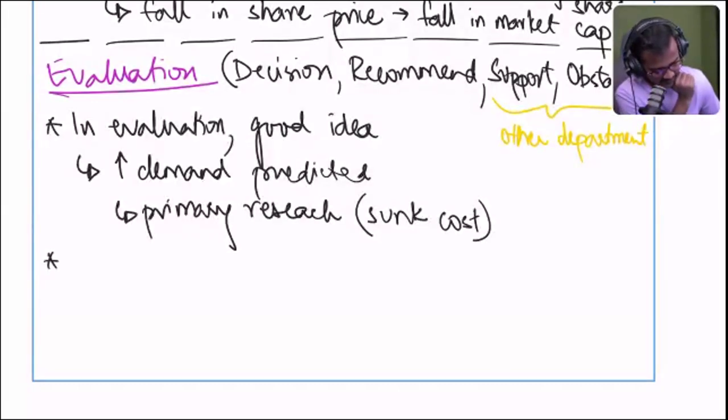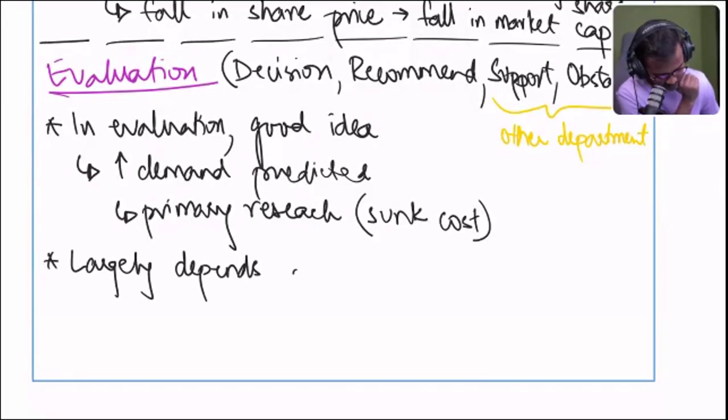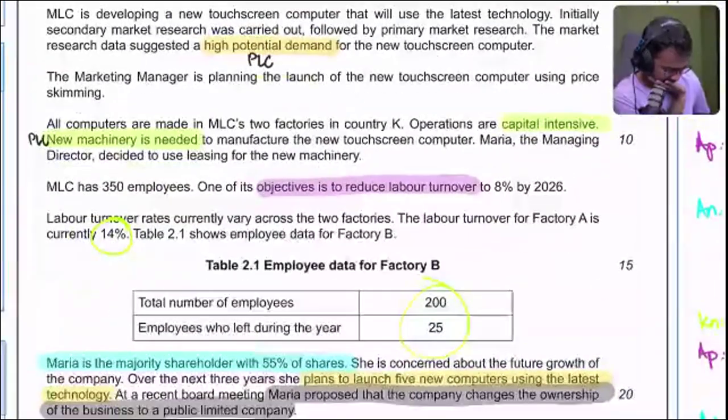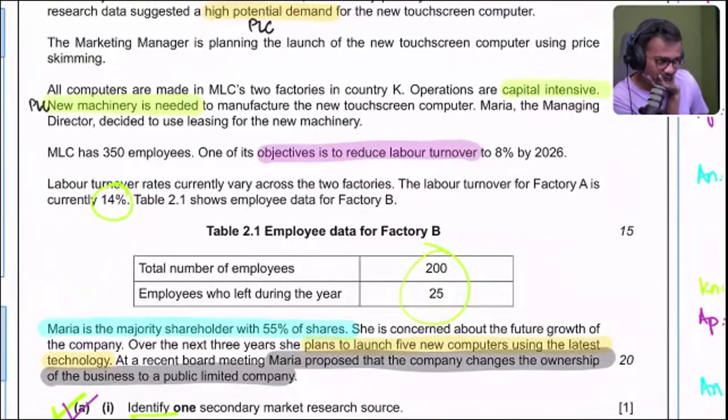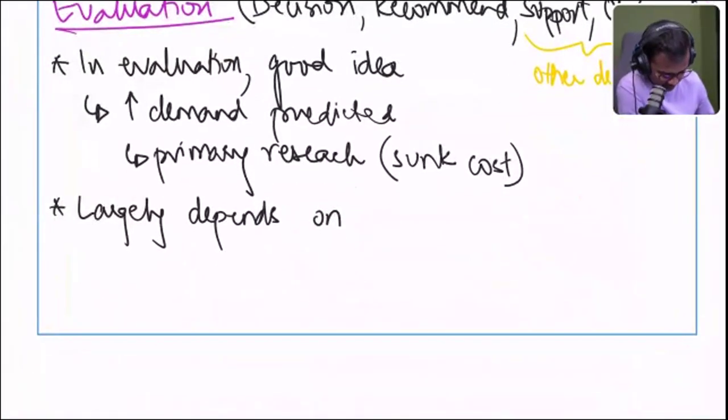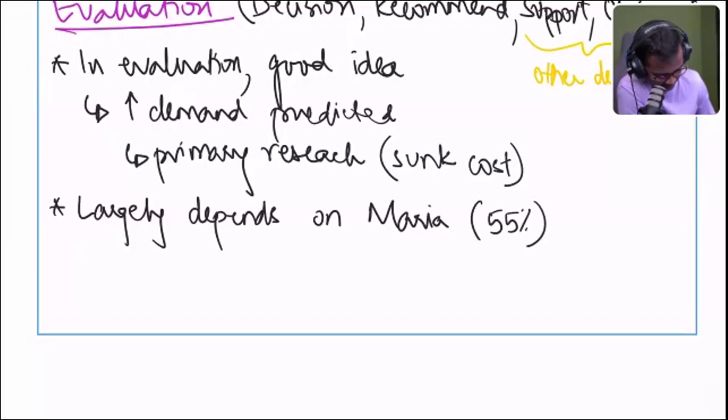Again, I think largely, that's the word I want to use, largely depends on. Who does this depend on the most? What do you think is the biggest factor of this decision? What we've seen in the case study. There you go. Very right, Orva. Excellent. So, finance is what we are doing it for, right? But what does it depend on? Largely depends on Maria. Because Maria has 55% of the shares.